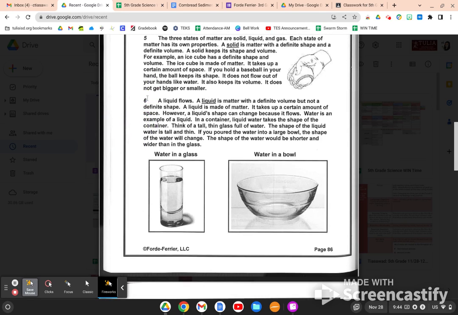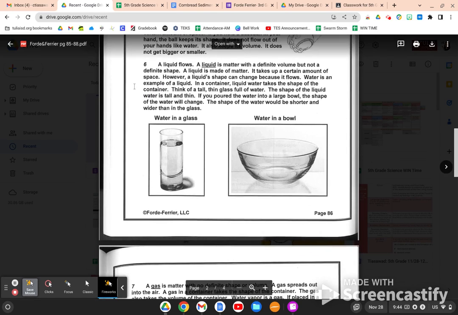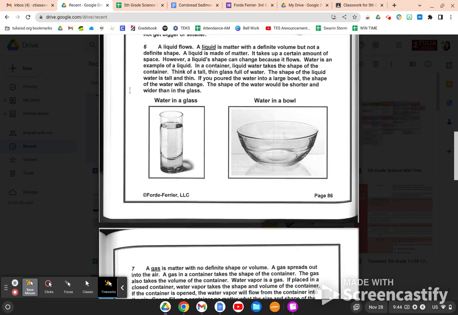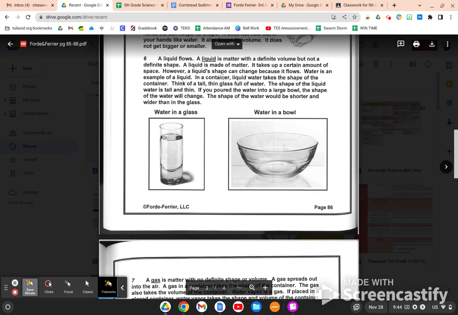Paragraph 6. A liquid flows. A liquid is a matter with a definite volume, but not a definite shape. A liquid is made of matter. It takes up a certain amount of space. However, a liquid's shape can change because it flows. Water is an example of a liquid.